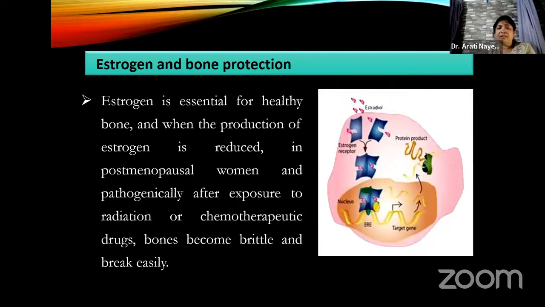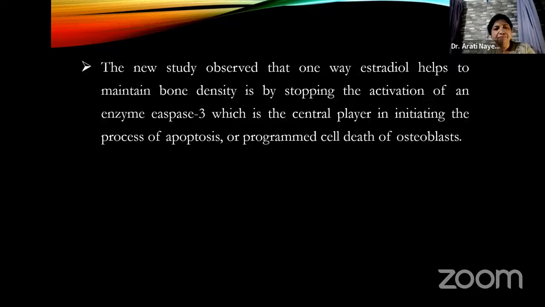Estrogen is essential for healthy bone, and when the production of estrogen is reduced in postmenopausal women or pathologically after exposure to radiation or chemotherapeutic agents, bones become brittle and break easily. A new study observed that one way estradiol helps to maintain bone density is by stopping the activation of enzyme caspase 3, which is the central player in initiating the process of apoptosis or programmed cell death of osteoblasts.